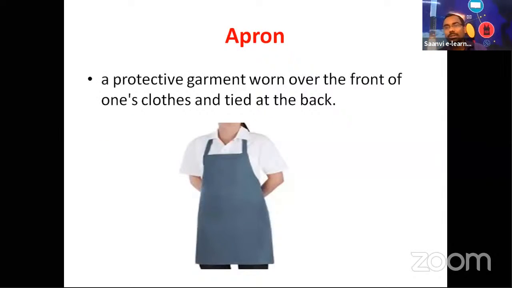Apron. A protective garment worn over the front of one's clothes and tied at the back. You can see an apron. The picture is given here. So maybe your mothers will use it in the kitchen because curry or soup or something may fall onto your dress and make the dress dirty. So to avoid such circumstances, usually your mothers will wear an apron to protect your clothes from curries, I mean soups.